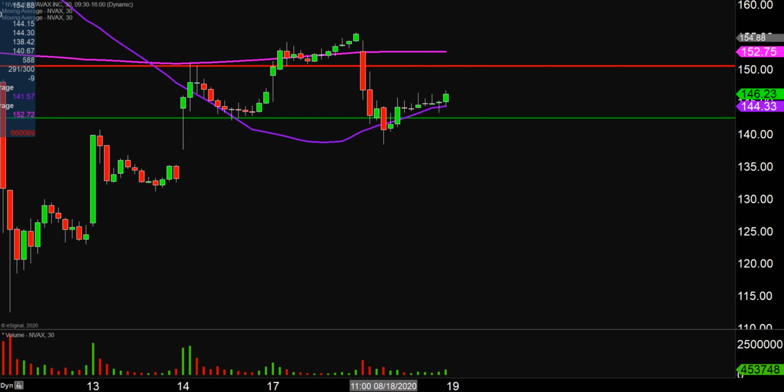If the price can't actually break up through that level, then not that far away you then have the 200 period moving average, that pink line there, which is valued at 152.75. So keep your eye on those couple levels going forward.